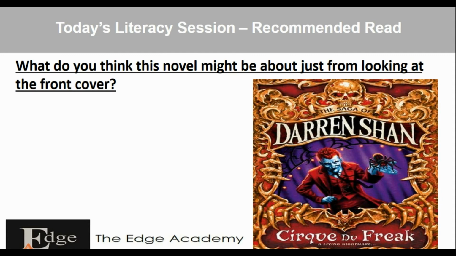What is in the image? The picture of the person, the spider, look at the colour of the man, look at the colour of his clothes and his hair. Then finally, look around the outside of the novel. What sort of things are there? And it's the saga of Darren Shan's Cirque du Freak, a living nightmare. So give yourself a couple of minutes to think about what you think the novel might be about.